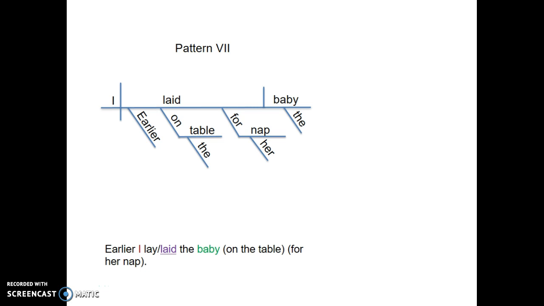The next sentence, we do have a direct object. So it's going to be laid the baby. We have a couple of prepositional phrases that I've kind of visually eliminated for you. So I laid, subject verb, laid what? Baby. Earlier is an adverb answering the question when. On the table, adverb phrase answering where, and for her nap is a why. So all of those three are functioning as adverbs, so they go underneath the verb laid. And with the subject, transitive verb, direct object, we have a pattern 7 sentence.